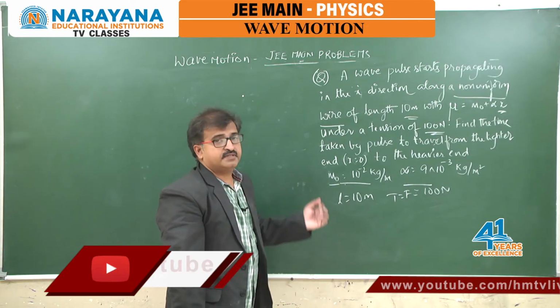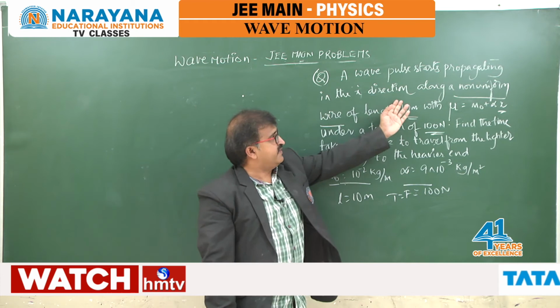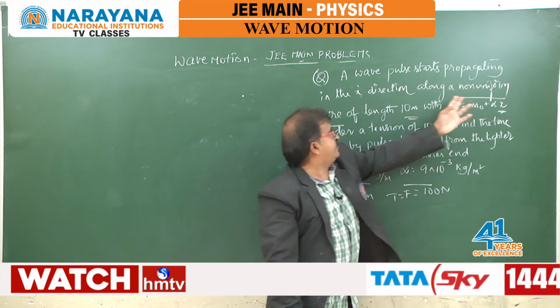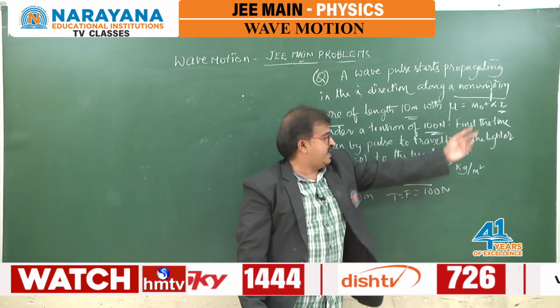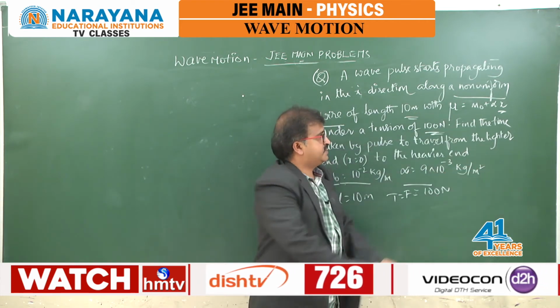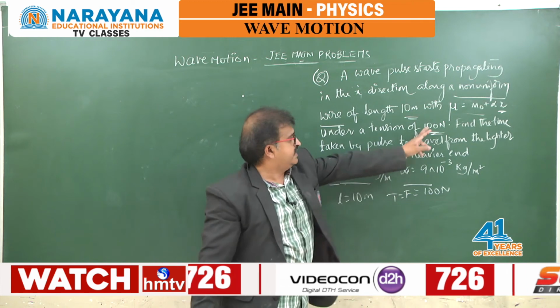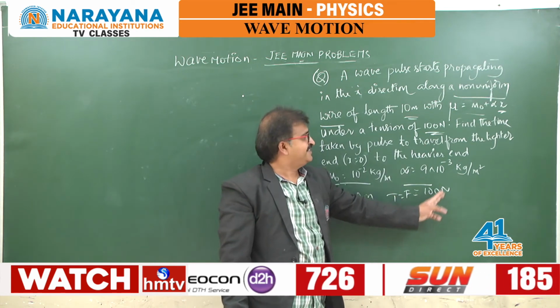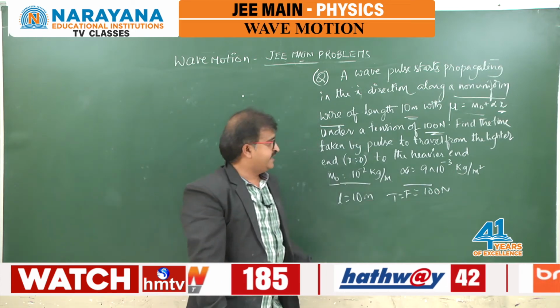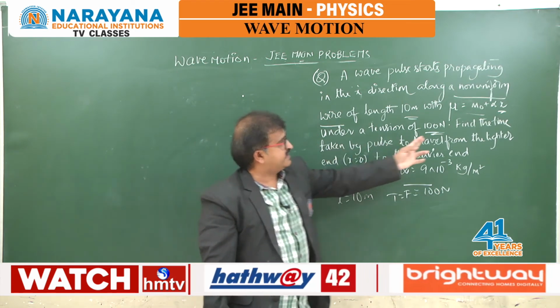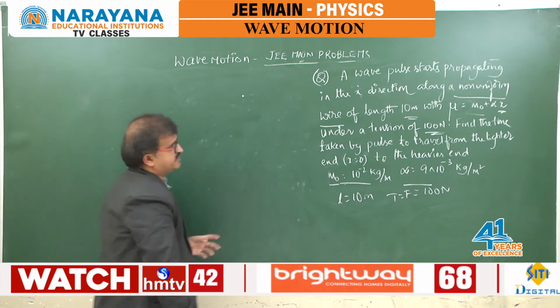So another example on the wave pulse. It is traveling along a non-uniform wire of length L, 10 meters. Mu value varies like this, mu naught equals this much. And the tension is 100 newtons. And the pulse is traveling from the lighter end to the heavier end. Then find the time taken. What will be the time taken is the question.